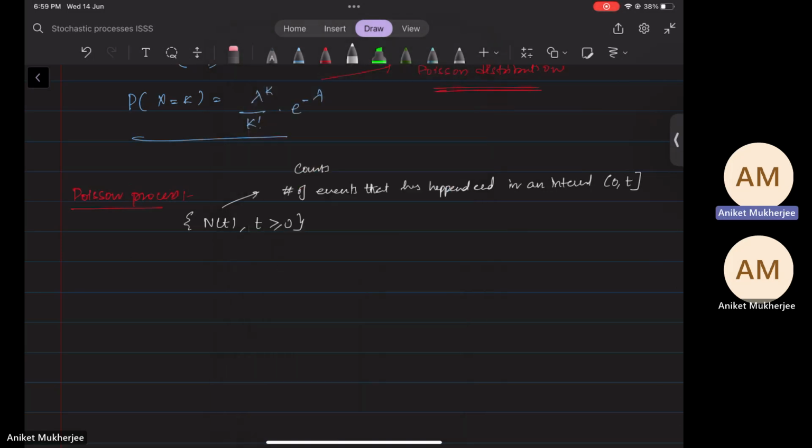There are multiple ways in which they define a Poisson process. So this is a Poisson process if the following points are satisfied. Arrivals: the probability that the number of arrivals or events that occur between t and t plus delta t, a very small delta t, is equal to the probability that one arrival occurs between t and t plus delta t, which is equal to lambda delta t. So this is a constant.